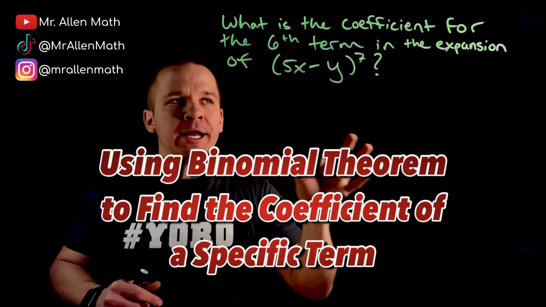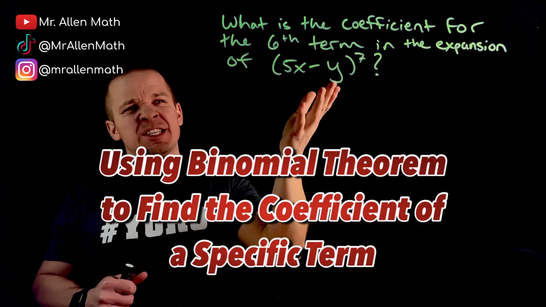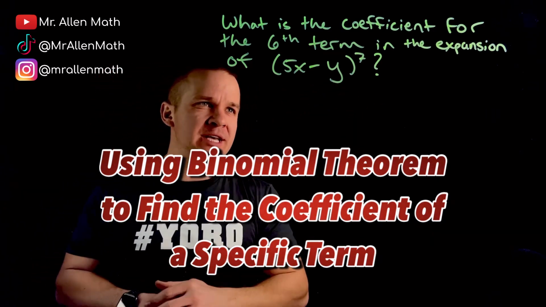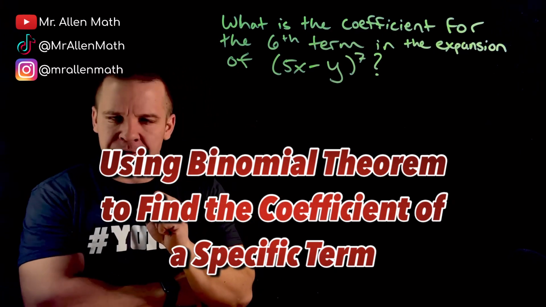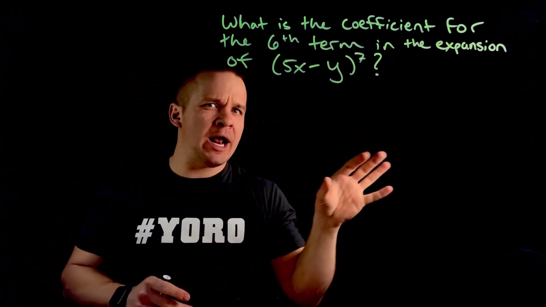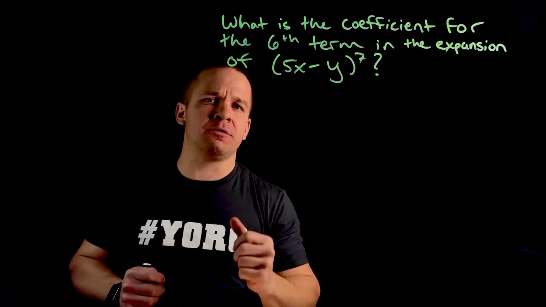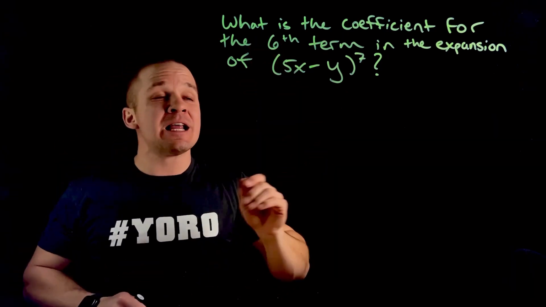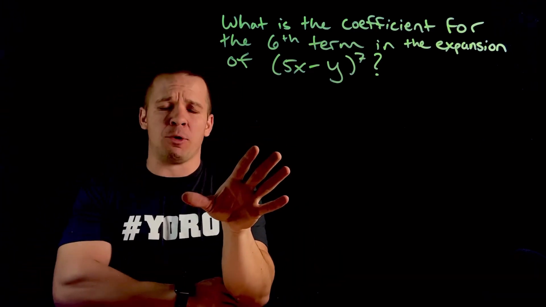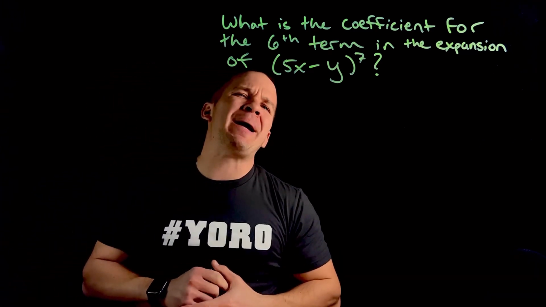Mr. Allen here. We got: what is the coefficient for the 6th term in the expansion of (5x − y) raised to the 7th? Well, I got some options here. I could write out all of Pascal's triangle up to that 7, a lot of numbers, then count in and find the 6th one. Seems like a bit of work. Or a little bit of binomial theorem action.